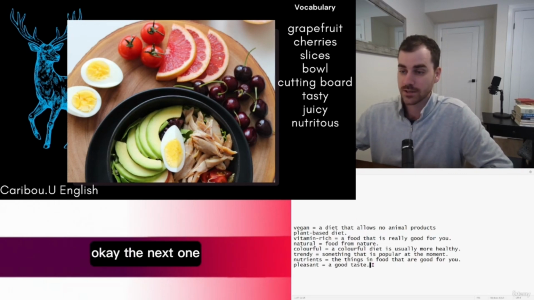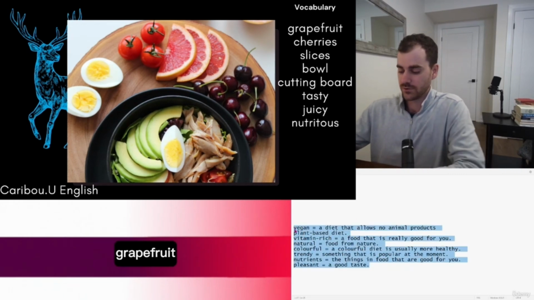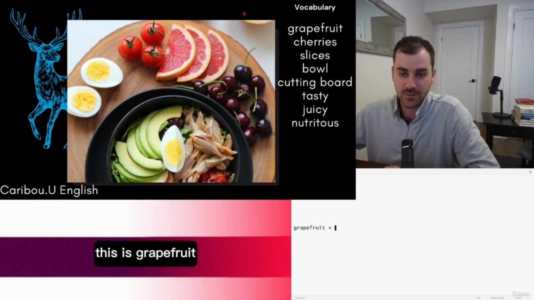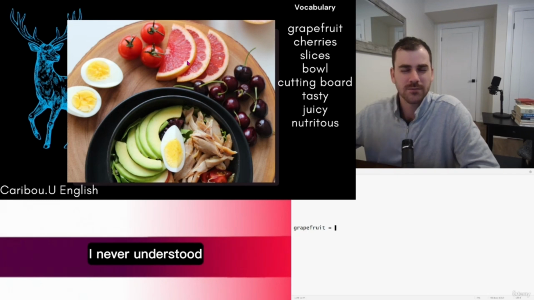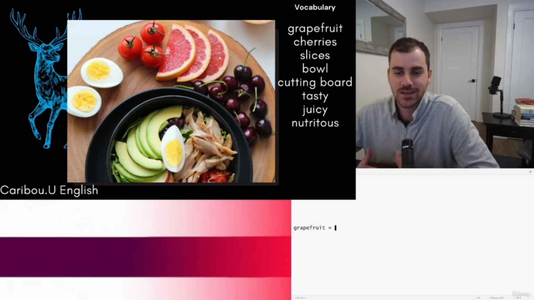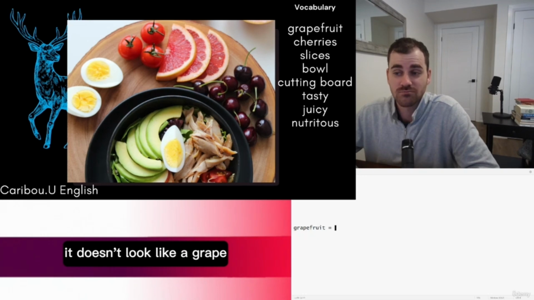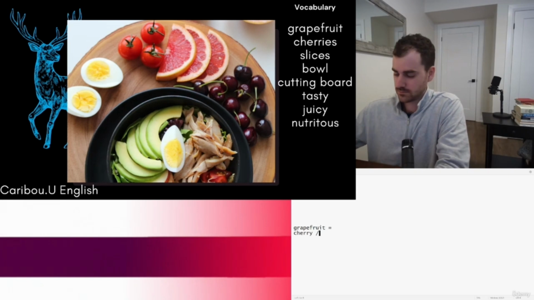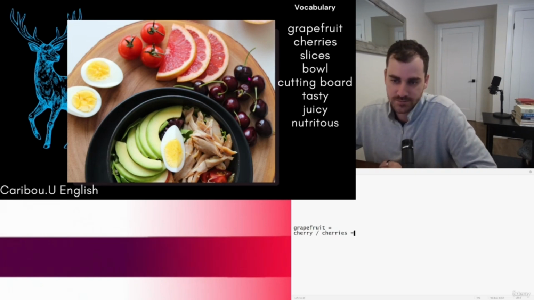Okay, the next one, grapefruit. This is grapefruit. I never understood why it is called grapefruit because it doesn't look like a grape. And cherries. These are cherries.